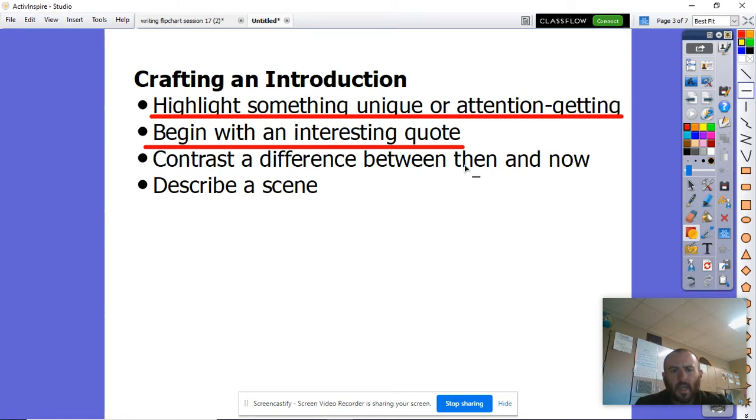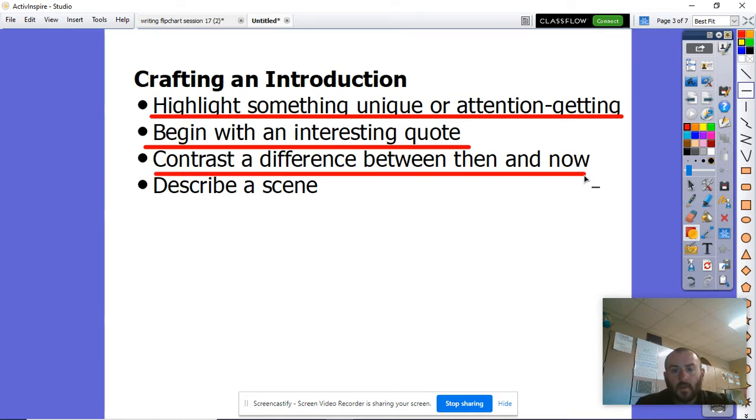Another thing you can do is begin with an interesting quote about your topic. That would mean look for where a person who is related to your topic has said something that's interesting about your topic, or maybe something that was said in a newspaper or an article about your topic. You could use that as a quote.